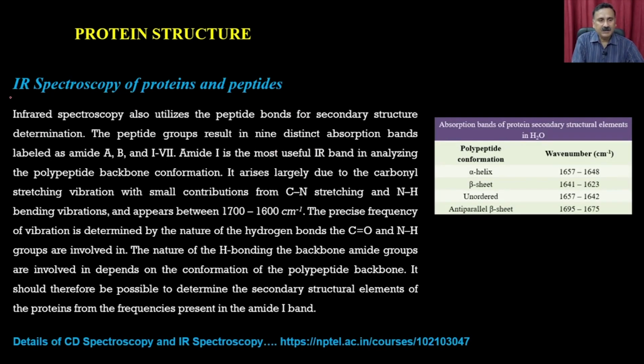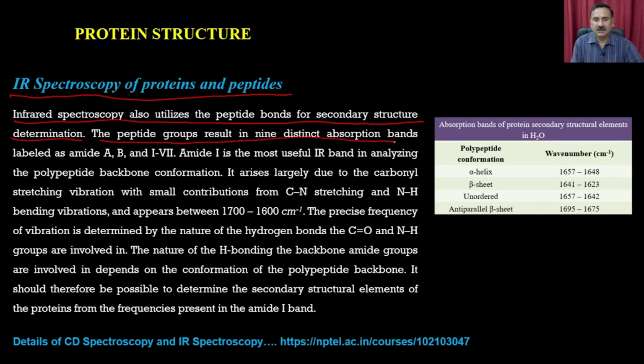Now, IR spectroscopy of proteins and peptides. IR spectroscopy also utilizes the peptide bond for secondary structure determination. The peptide group results in nine absorption bands labeled A, B, and I to VII amide. Amide I is the most useful IR band in analyzing polypeptide backbone conformations.